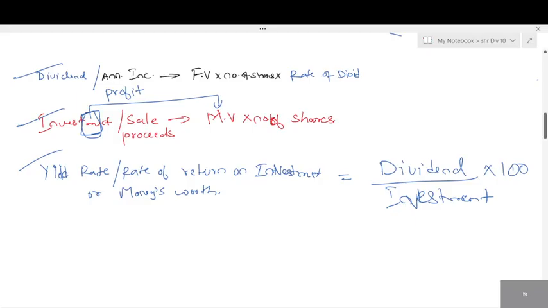Even in this one you should remember the formula. Yield rate, or this is dividend. See, dividend is smaller. When you compare the words, dividend is smaller, investment is bigger. So dividend will be in the numerator. Numerator divided by denominator.